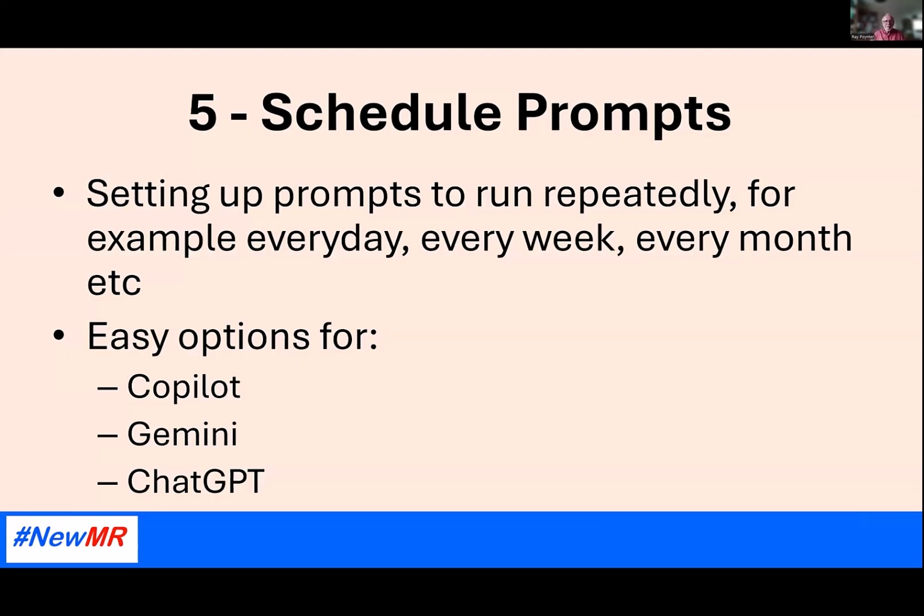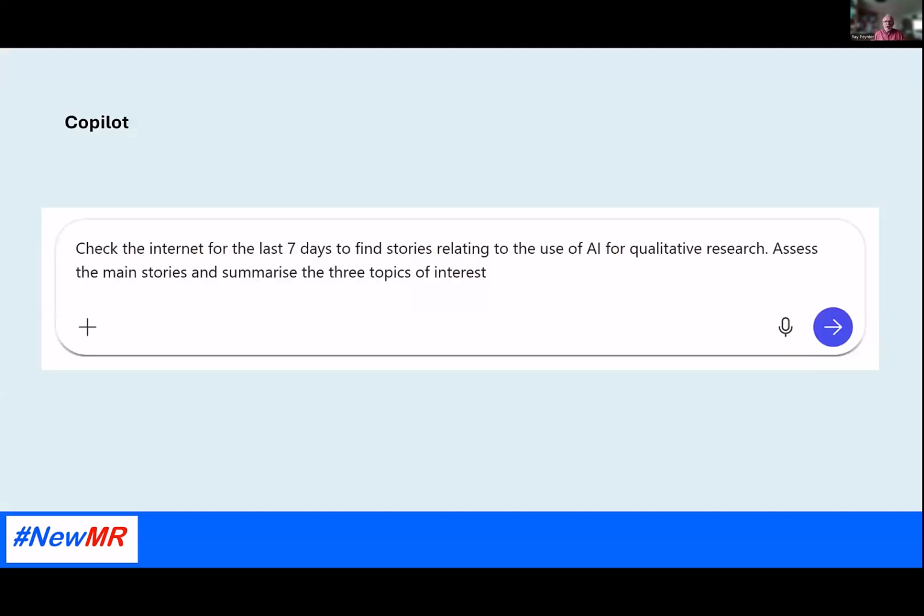Okay, the fifth and final prompt, scheduling. Setting things up so they run repeatedly. For example, every day, every week, every month. So there's really easy options for Copilot, Gemini, ChatGPT. This time Claude is the weaker one. You can use Claude Code or Claude Cowork, but you can't just use regular Claude in an easy way at the moment. So I'm in Copilot.